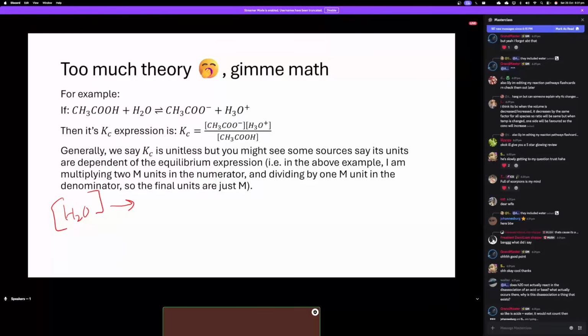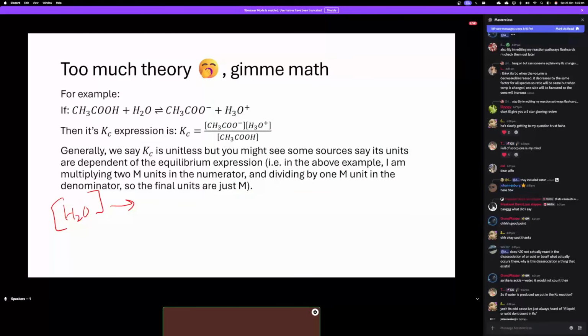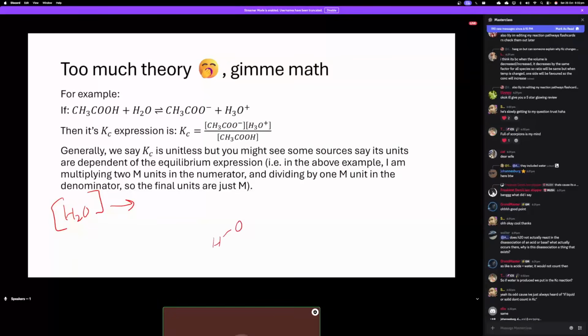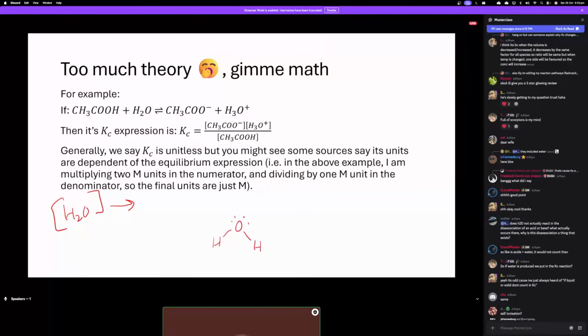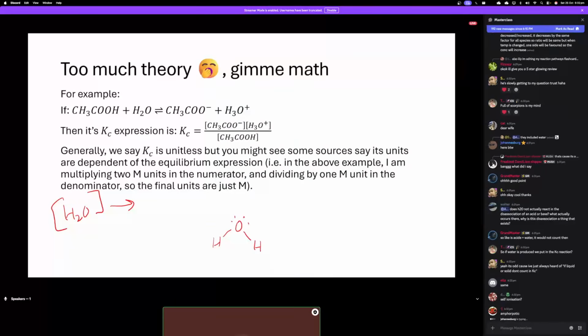Hopefully I got everything. I will continue. Someone asks, does H2O not actually react in the dissociation of acid or base? What actually occurs there? Oh, there was a special name for it. I wish I remembered it. But in a water molecule, right? We're gonna go back to this. When we have, let's say, HCl, and I'm dissolving HCl in water, right? I will get H plus and Cl minus, right?